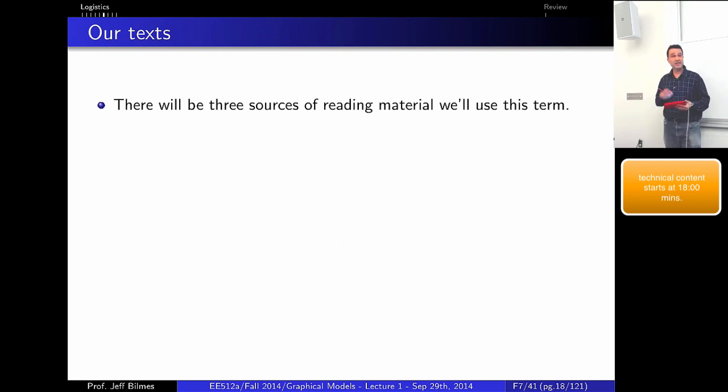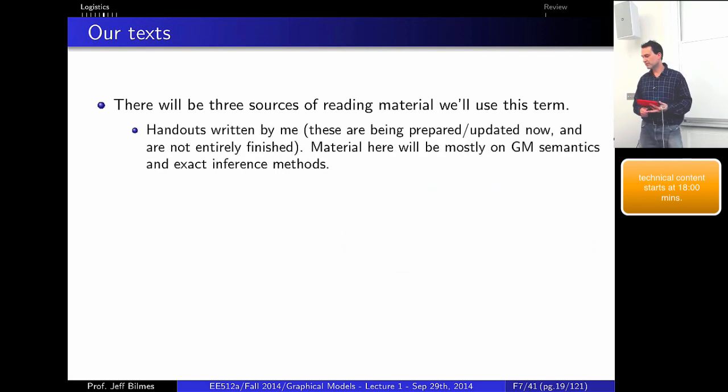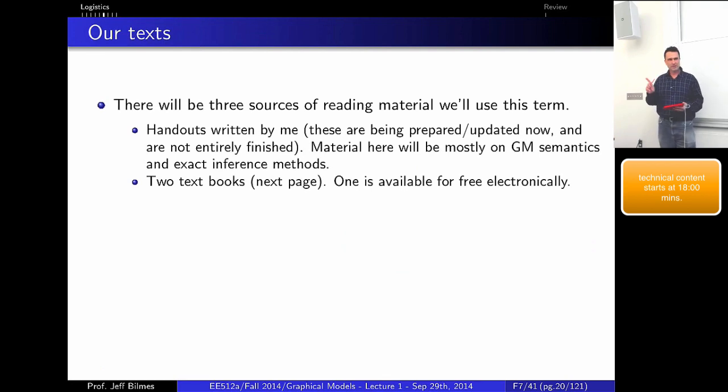Okay, also we will have reading materials. The reading will be drawn from a number of different sources. The material on graphical model semantics and exact inference in graphical models will be handouts written by myself, and they will use the same notation that we're using in class. They will talk about what a graphical model means, what the families of probability distributions associated with graphical models are, and how you do exact inference in graphical models. And then we will also draw from 2 other sources, which I will talk about on the next page.